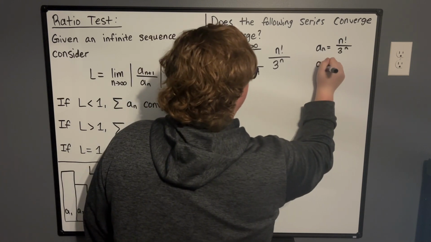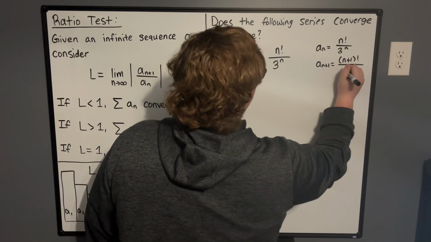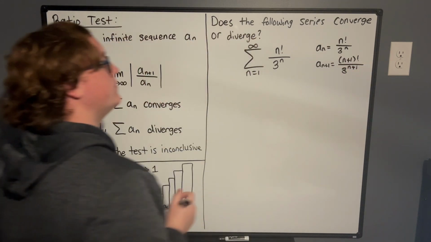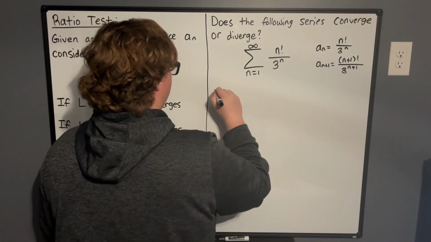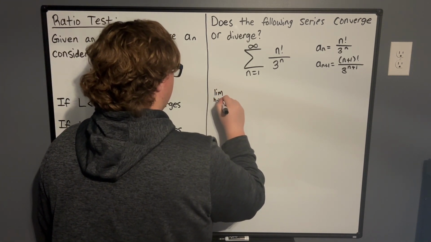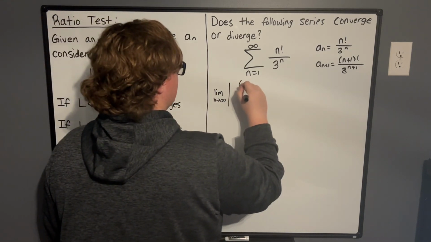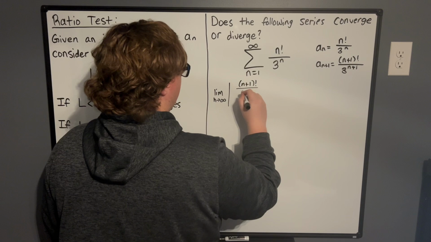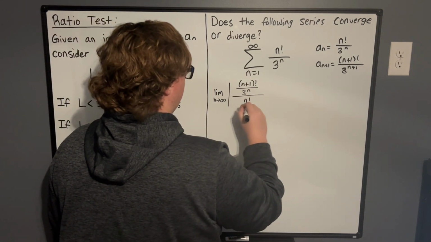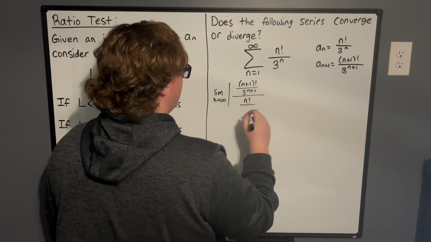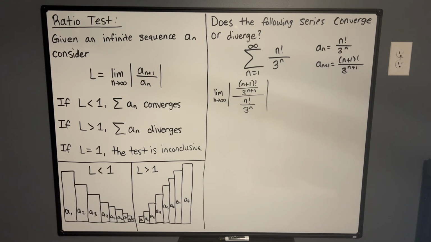So when we look at a sub n plus 1, that's going to be n plus 1 factorial over 3 to the n plus 1. Right, so those are the terms that we need for our limit. So we're going to go ahead and set that up. So we have the limit as n goes to infinity. The absolute value, so the first thing is a sub n plus 1. So that's n plus 1 factorial over 3 to the n plus 1. And then we divide that by the original a sub n. So that's n factorial over 3 to the n. Right, so that's our a sub n plus 1 over a sub n.